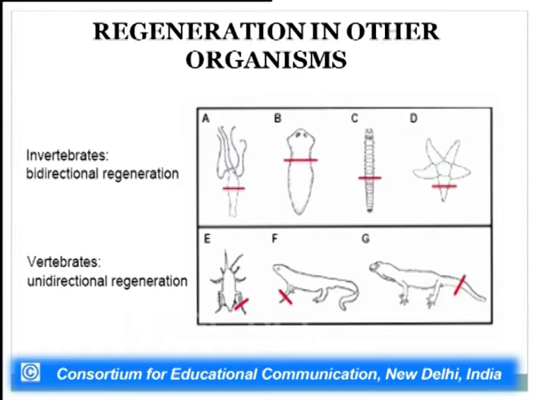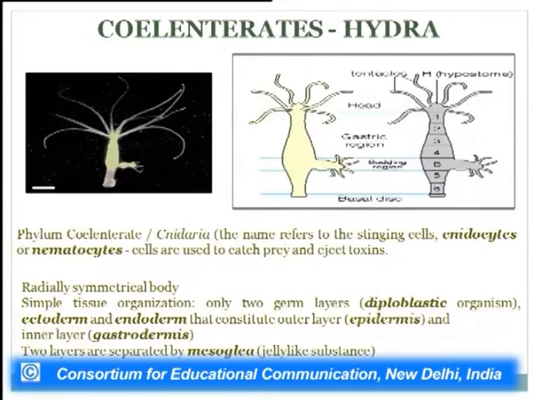However, in case of vertebrates, for example, as we saw in case of salamander, usually it is a unidirectional regeneration, where if you cut one part, only that part grows. That part will not grow the entire organism. So the tail will not give rise to the newt, or the cut limb will not give rise to the newt, but the newt will regenerate the limb. So this is a unidirectional regeneration.